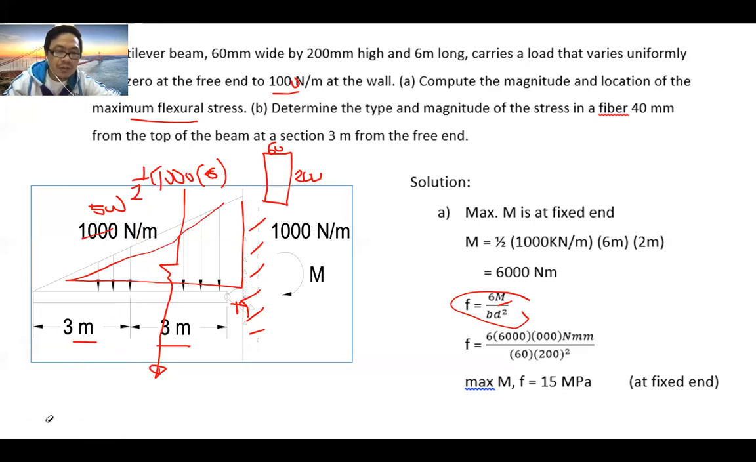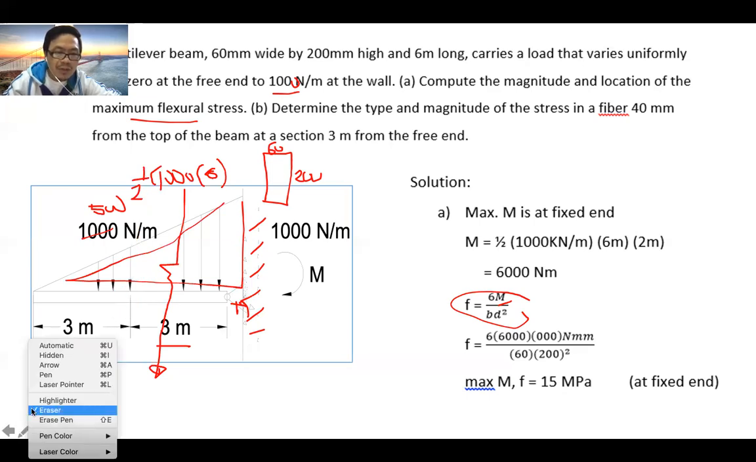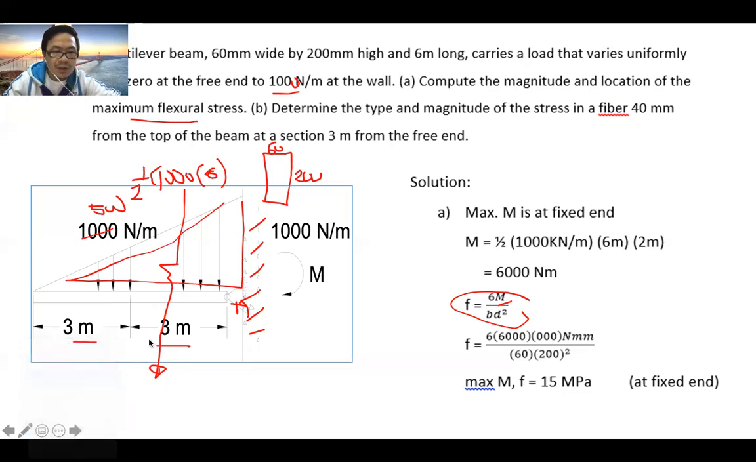Erase ko to. Okay. And the location of that one, for we know that the location, the center of the triangle is at 1/3. Okay? 1/3 from here. So this is 1/3 of 6 or 6 over 3, which is equal to 2. Okay? This is the centroid. This is the area or the load. Ito, 1/2 times 1,000 times 6. So ito yung magiging moment. Pag sinubstitute natin, 6,000 Newton meter.